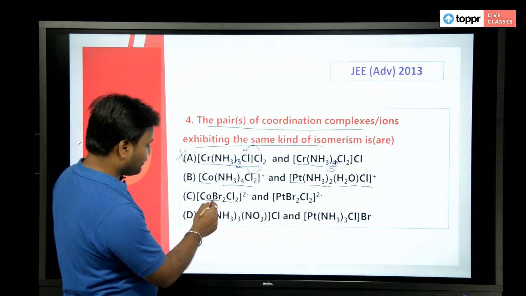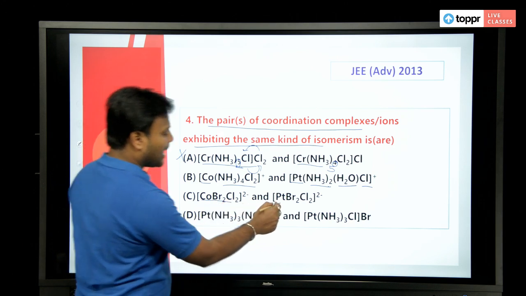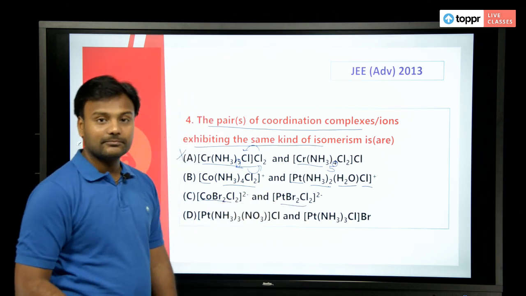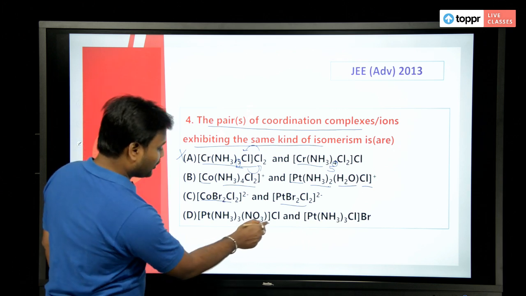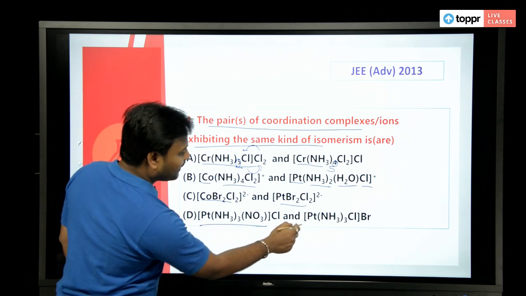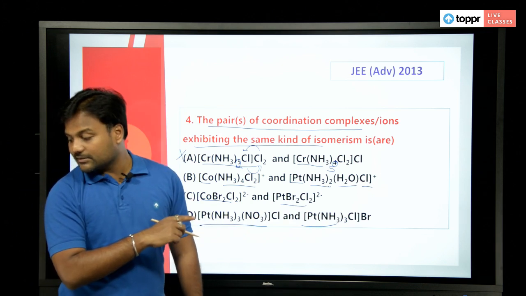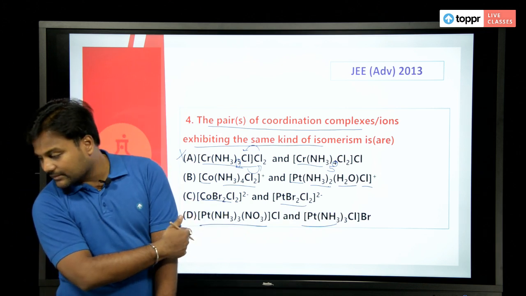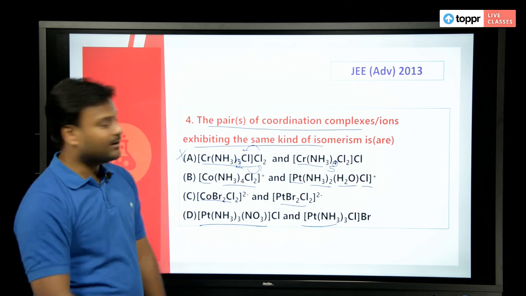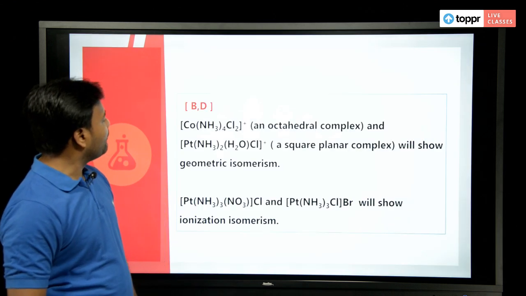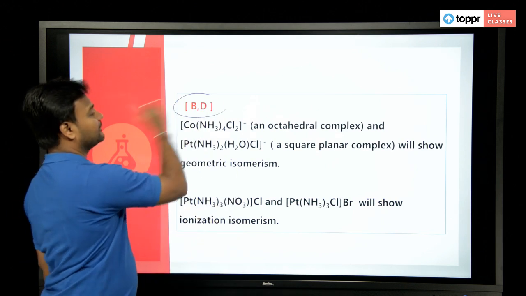Here also you have CuO Br2Cl2 and platinum Br2Cl2. Chances of isomerism again. So, you have here platinum ammonia and look at these structures. If you look at the structures, I have the answers like B, C, B, D. My answers are B and D.